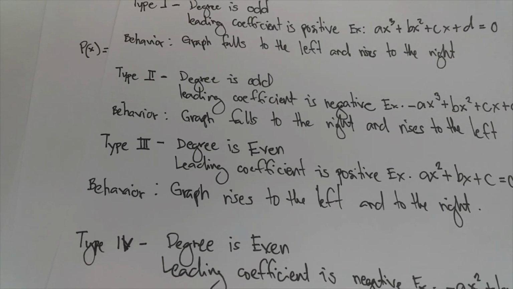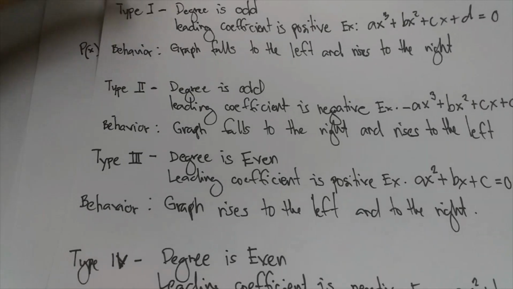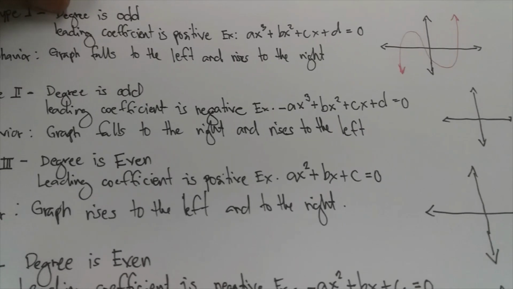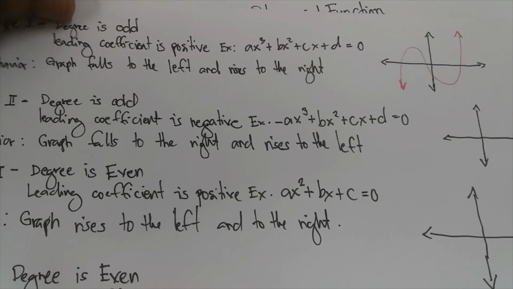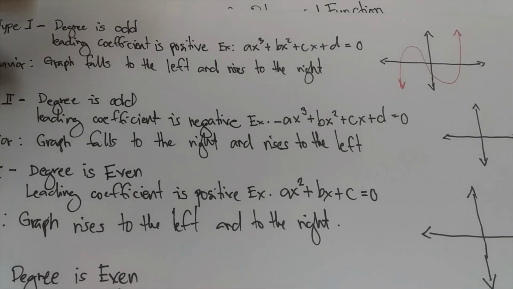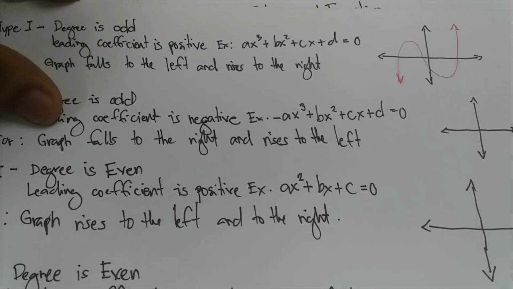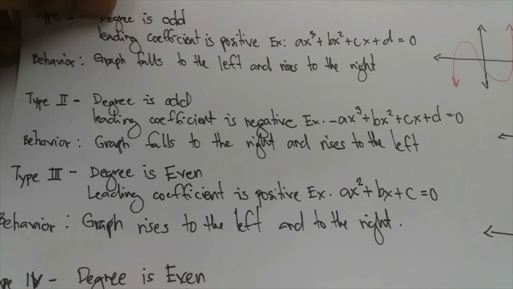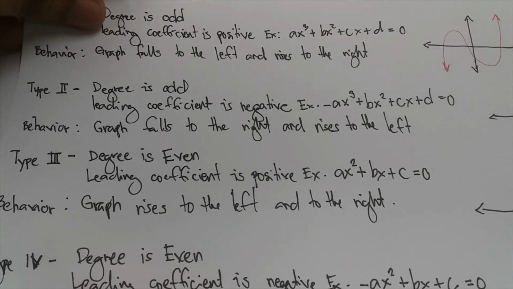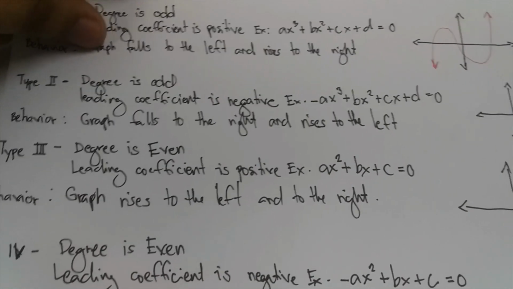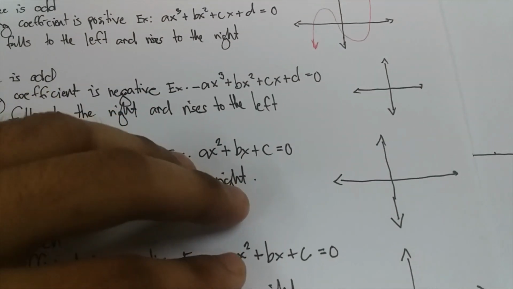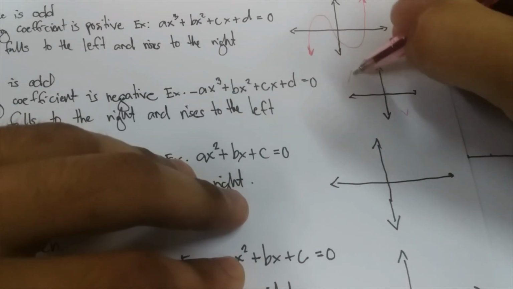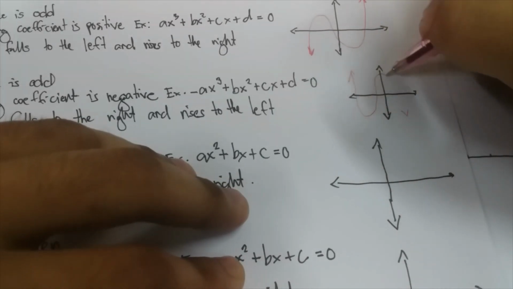Okay, so we have type 2. For type 2, the degree is also odd, and the leading coefficient is negative. We have the example negative ax cubed plus bx squared plus cx plus d is equal to 0. The behavior for that graph is it falls to the right and rises to the left. So more likely the graph looks like this.